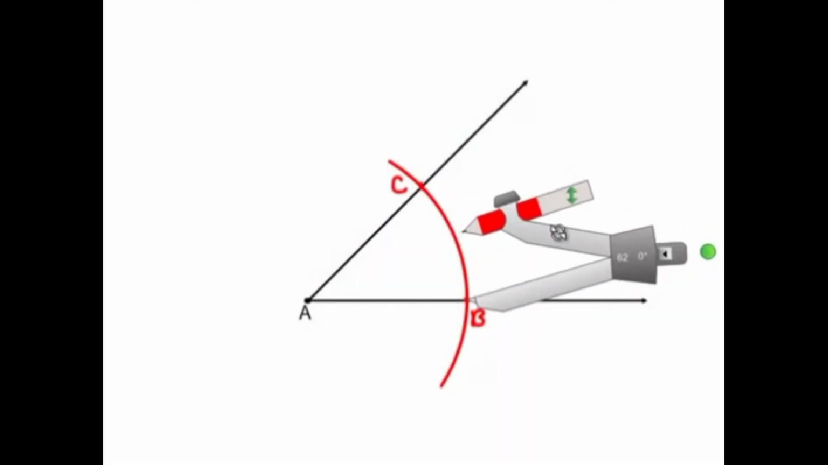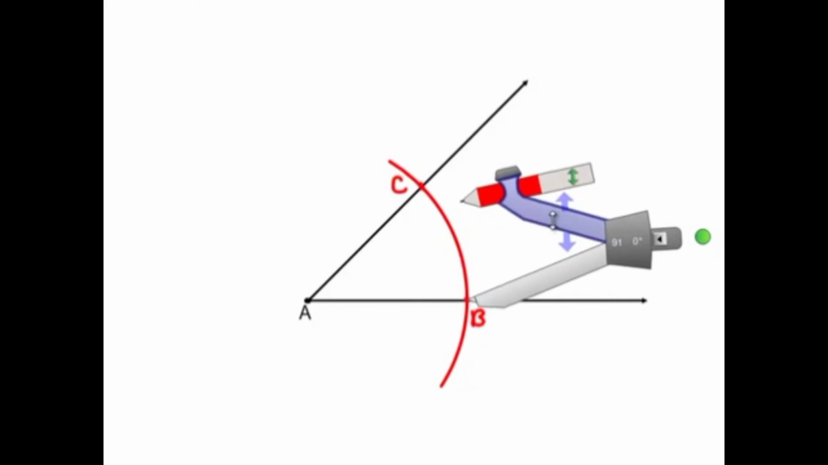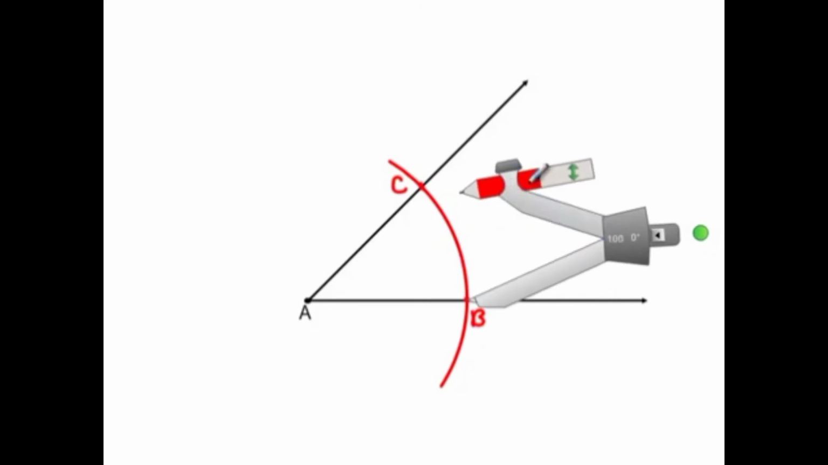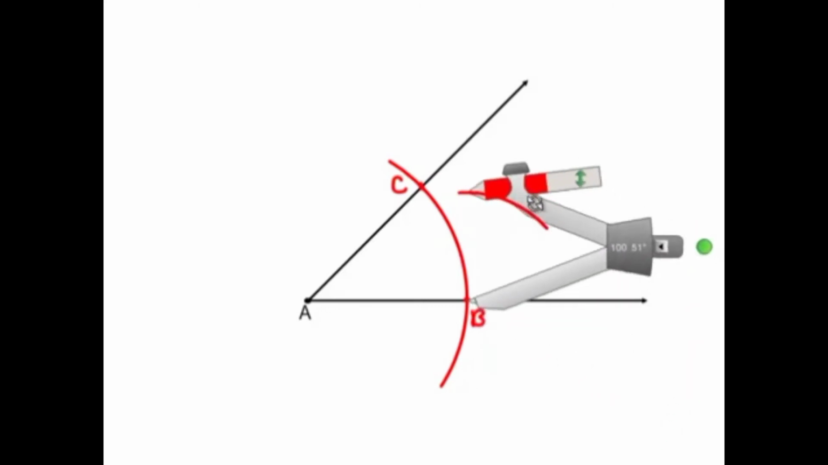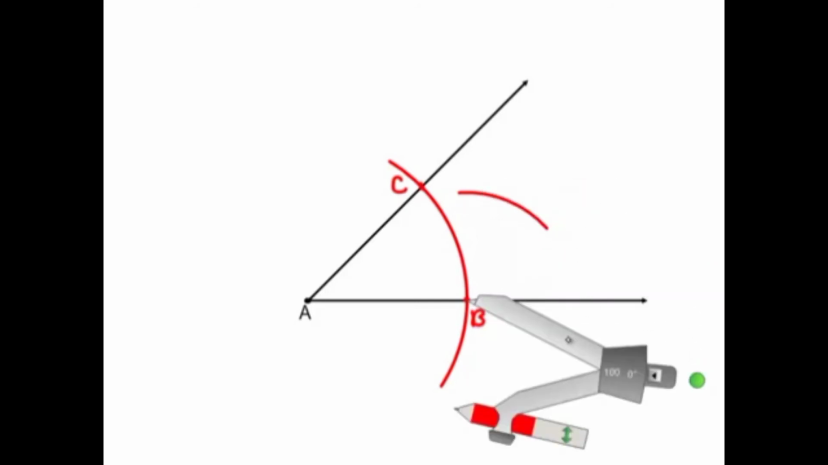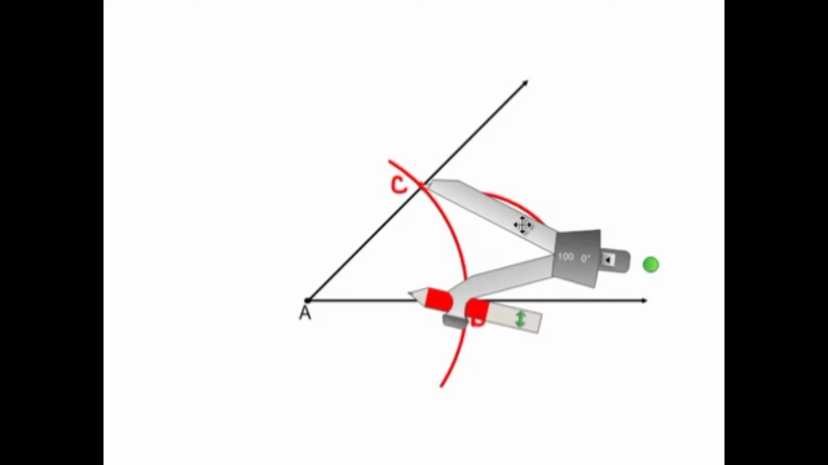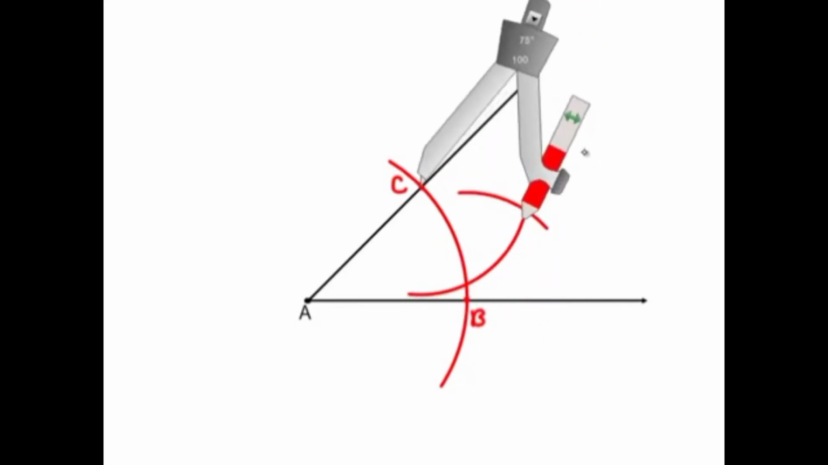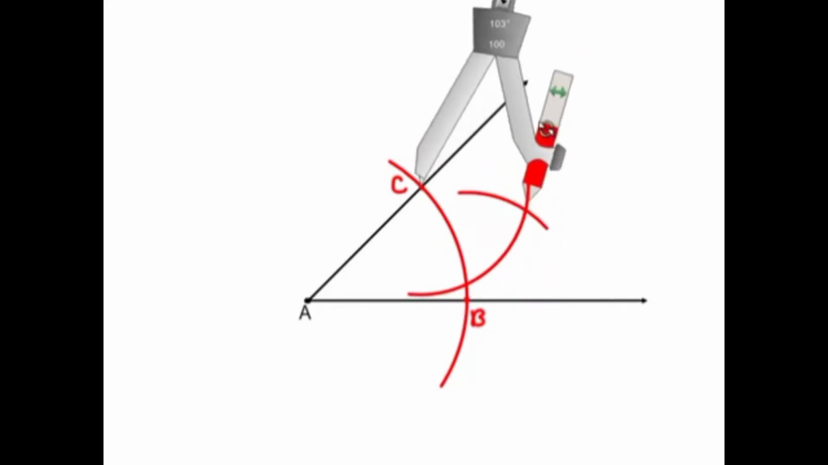Then take your compass, place the point on point B, and open up the arm of the compass over halfway between the two sides of your angle, make an arc. And then using that same radius, put the compass point on C and go ahead and make another arc, which is congruent to the arc you had just made.